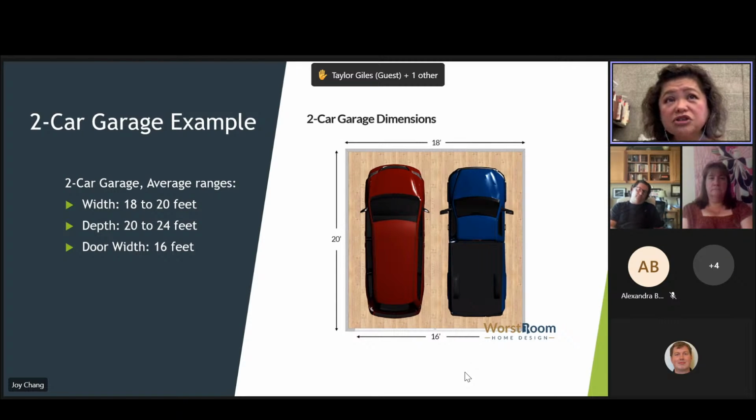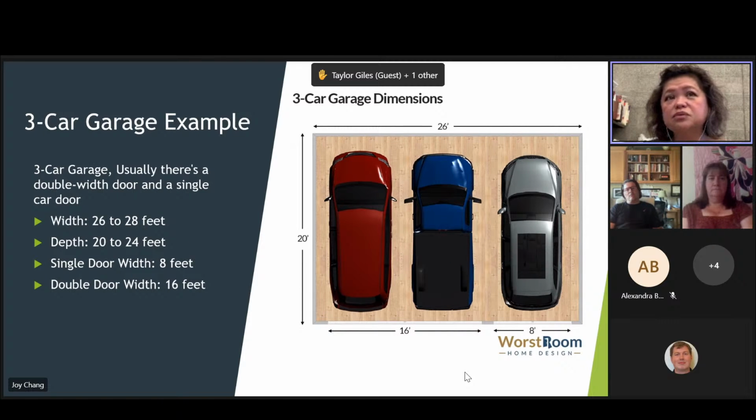For two-car garages, an average range is 18 to 20 feet in width, depth 20 to 24, and again, door width of 16. And I did put up three-car garages, which usually have a double width door and a single car door to accommodate all three. So 26 to 28 width, depth of 20 to 24, which is still consistent with all the others, single door width of 8 and a double door width of 16.